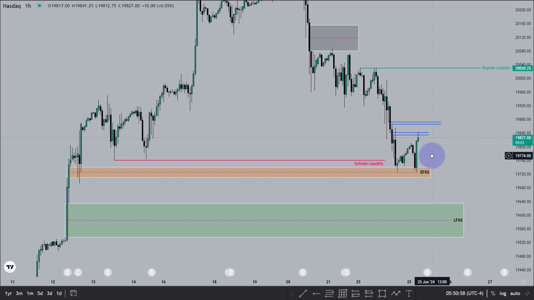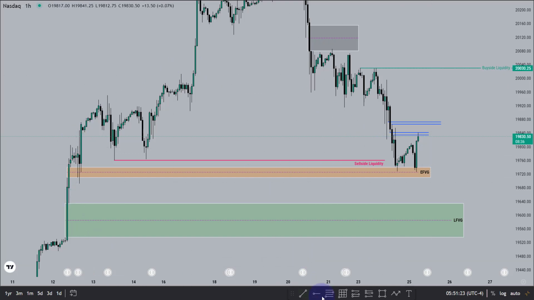Now what is making liquidity? Either relatively equal lows or relatively equal highs. That means I need at least two lows or two highs, which are going to be created around the London session. Not 100% of the time, but 95% of the time, the London session makes the liquidity. If you just know this information, it's going to be very easy for you to trade the London session.